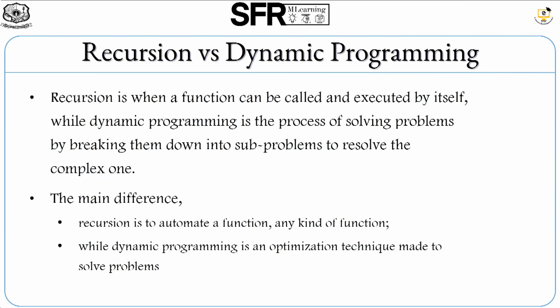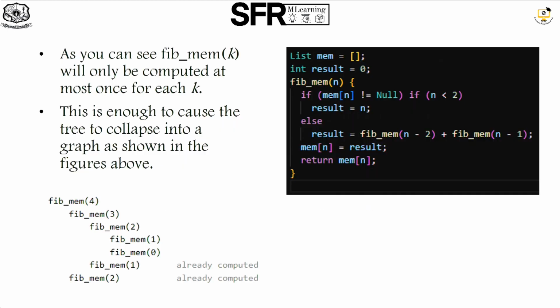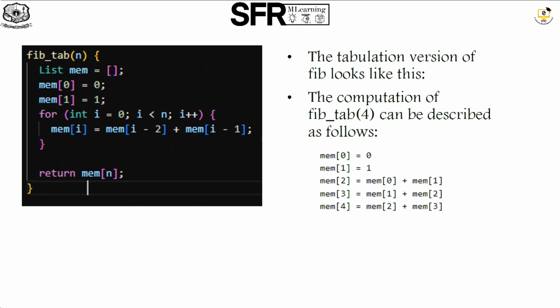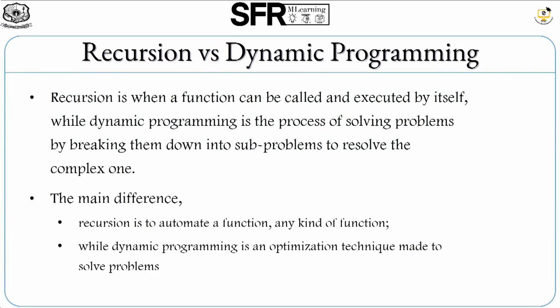Okay. So we have a doubt. This is the recursion approach, and this is the iteration approach. So what is the difference? What is recursion versus dynamic programming? Because we can solve dynamic programming using recursion also. So what is the difference between recursion and dynamic programming?